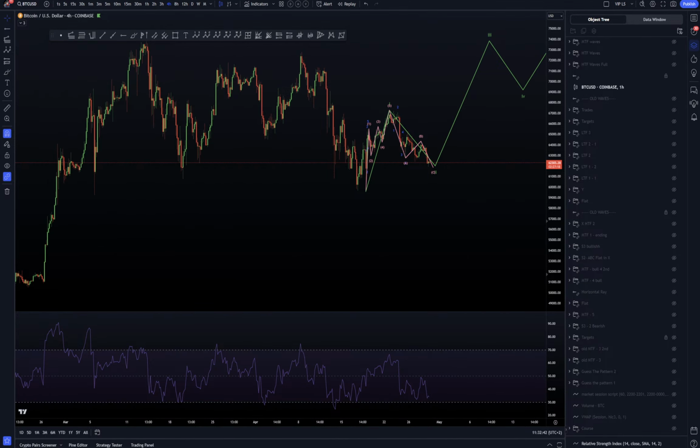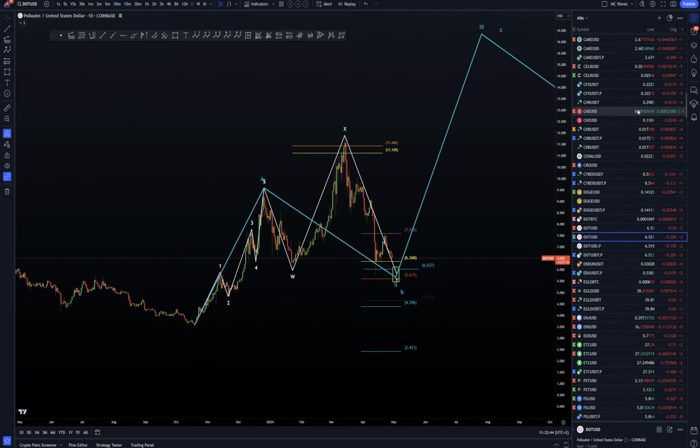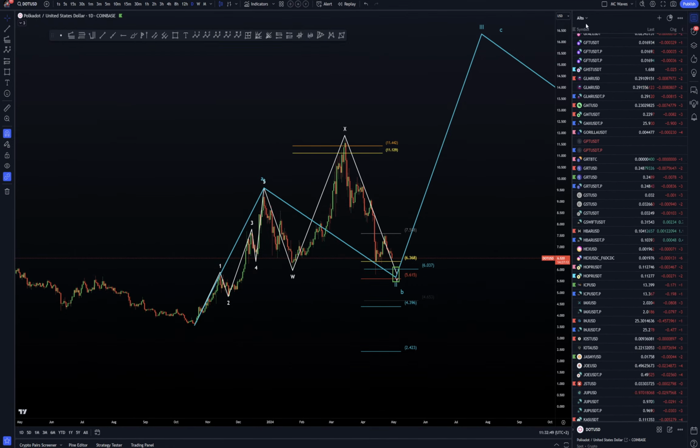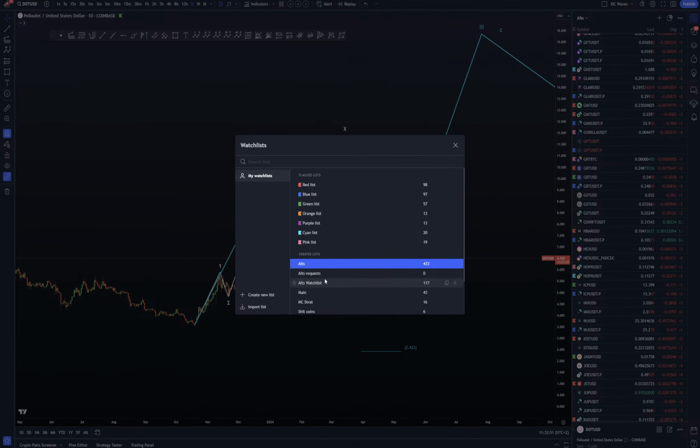GARI USDT chart, please. Sure. Yeah, it will be no. Watch list.